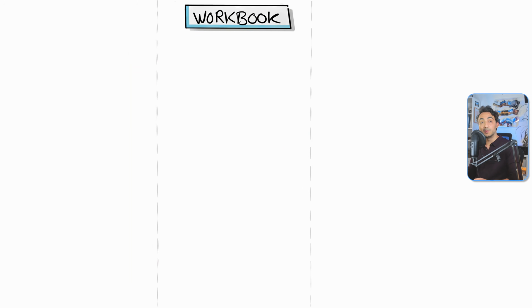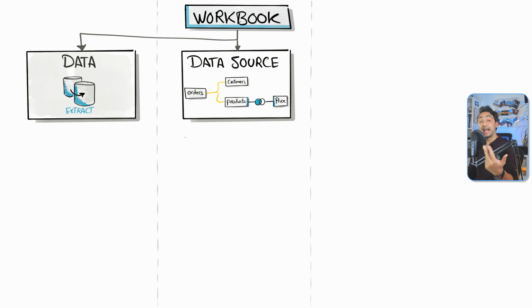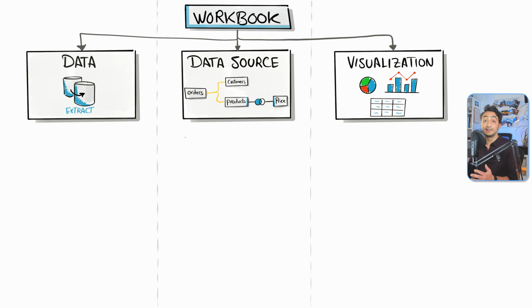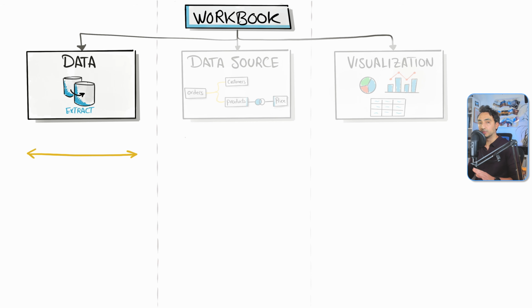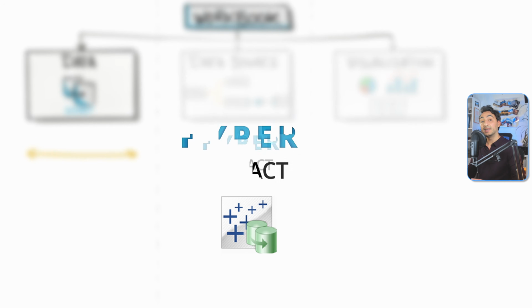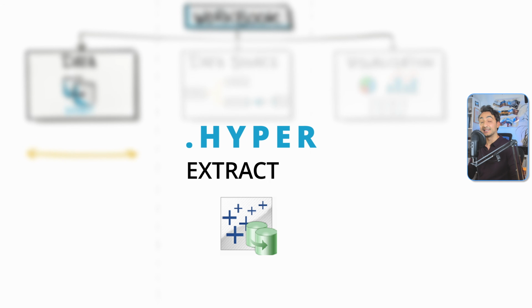So as we learned, the Tableau workbook contains three things: the extract, the data source, and the visualizations. There is a file type for each combination, depending on your requirement. For example, if you want to share only your data without anything else, no data source, no visualizations, then you can send an extract as a hyper format.